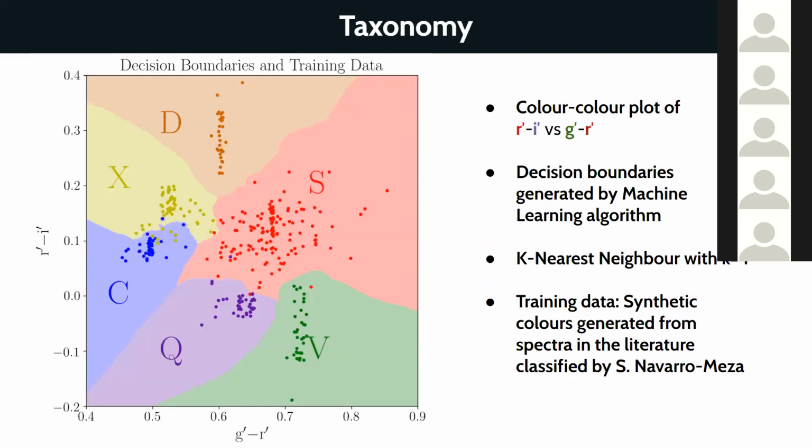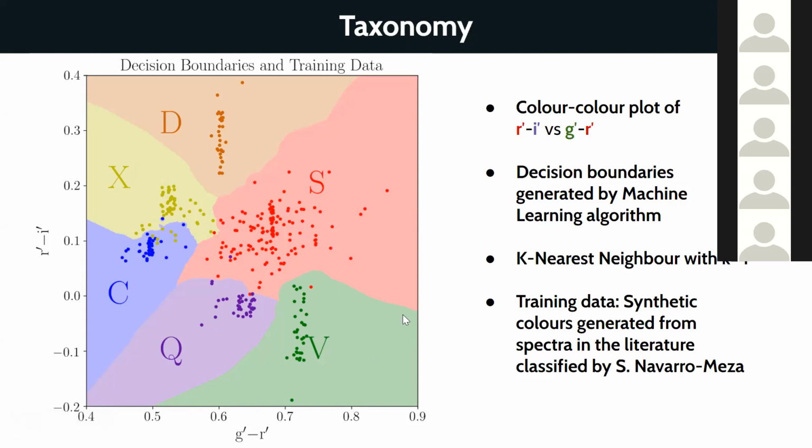This figure is basically a color plot of G-R versus R-I, and the decision boundaries were generated using a machine learning algorithm. All of the data points shown here are the training data, and it was basically synthetic colors generated from classified spectra and also from the average reflectance spectra. So here you can see how you can differentiate between the different taxonomic types just based on these 2 colors.